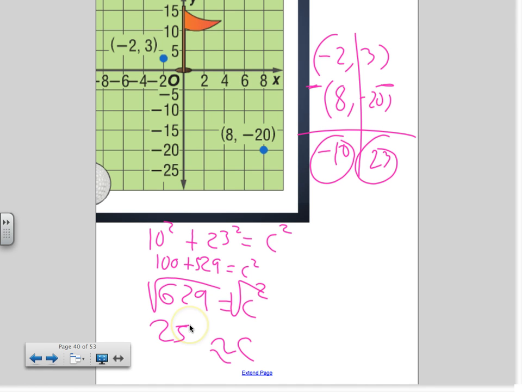So we know that it's about 25, but since this is bigger than 625, we can say about 25.1, if we want to say it that way. But that's how we approximate our square root value. Okay? That chart will definitely help you, and I strongly recommend you at least try to remember all the way to 25 squared.